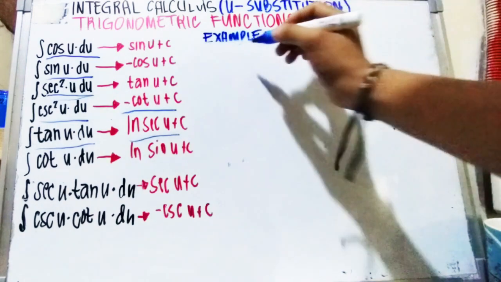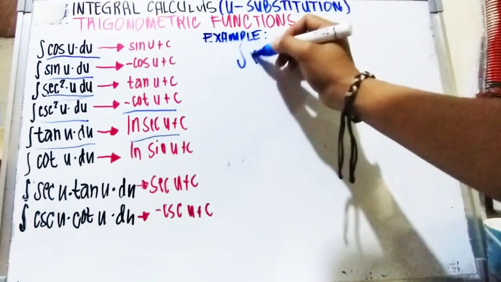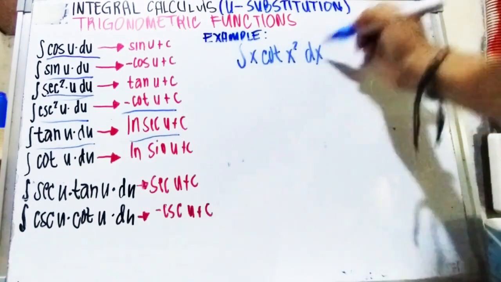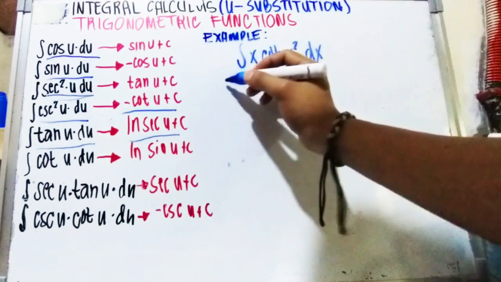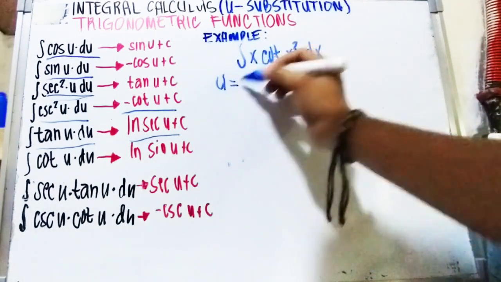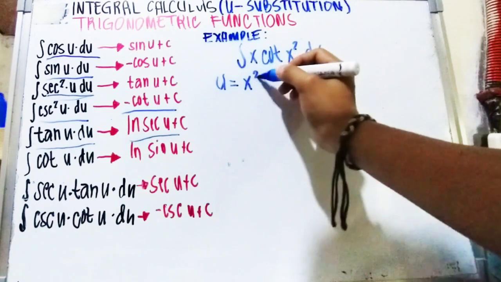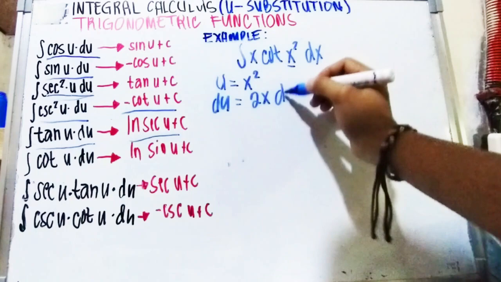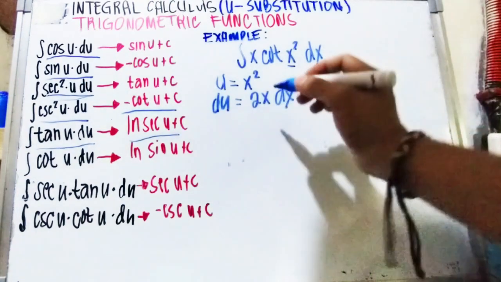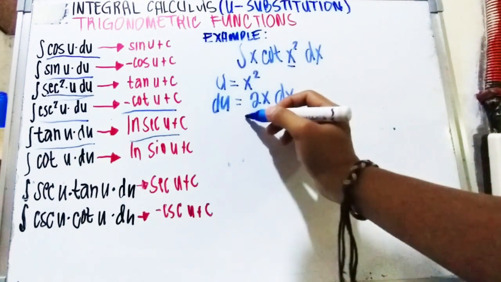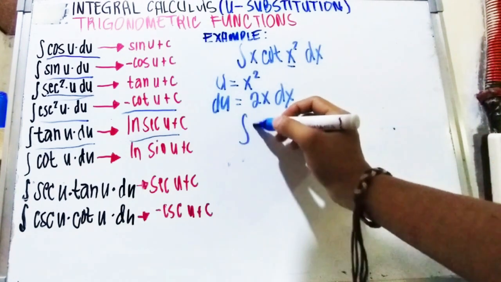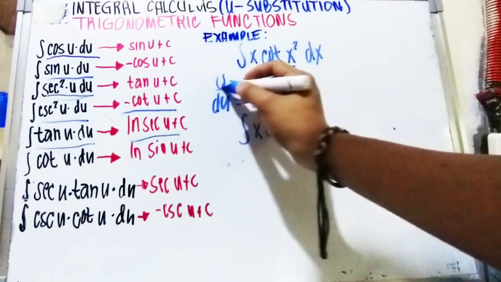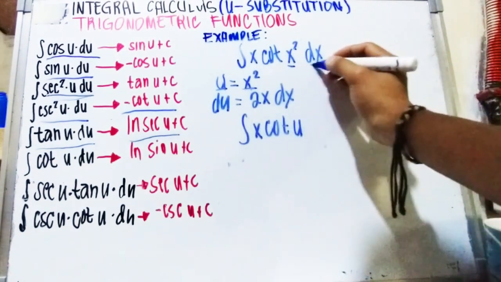Let's have our next example. Integrate x cotangent x squared dx. So, again, our u, let's say, x squared. Derivative of u, magiging 2x dx. Substituting to the original function, magiging x cot, ano yung x squared? Yung x squared is our u dx.